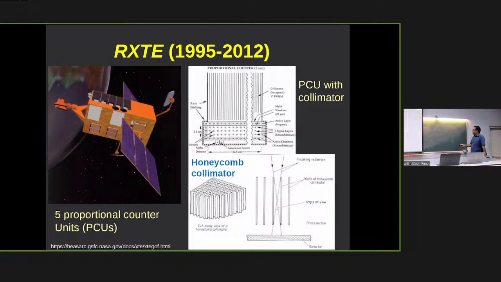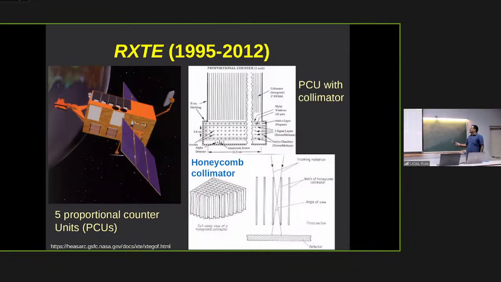So if X-rays fall in such a way, then only within this field of view can X-rays reach the detector. If the X-rays are coming like this, they are absorbed by the plates which constitute these collimators. That is how, when you want to observe a source, using these collimators you observe that particular source, but not other objects.